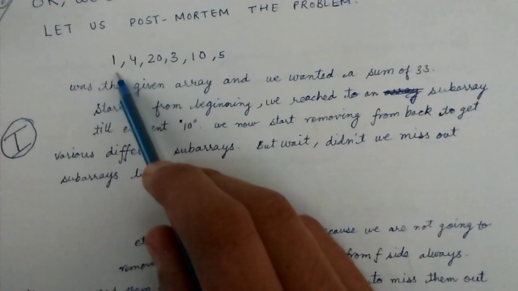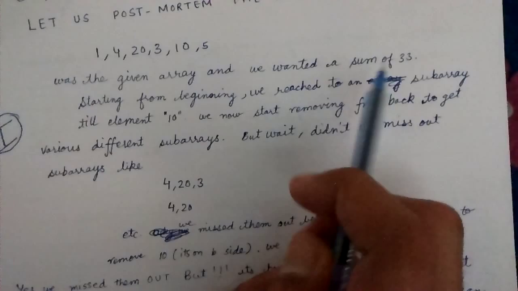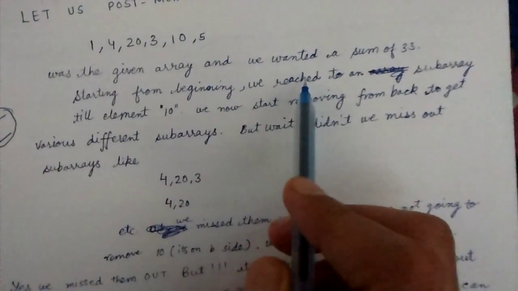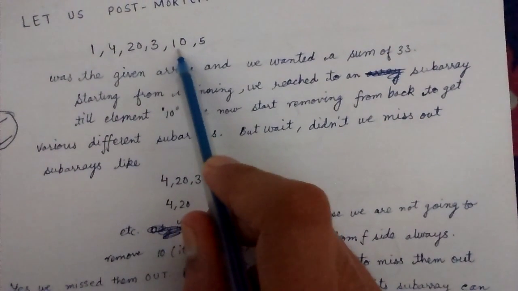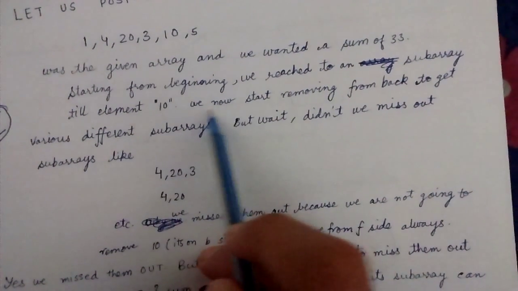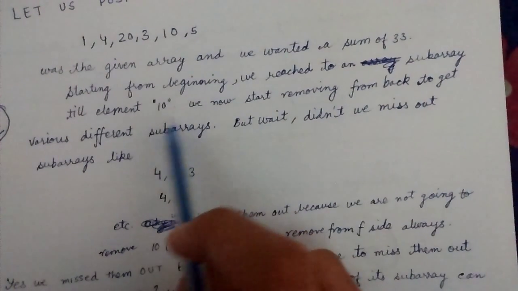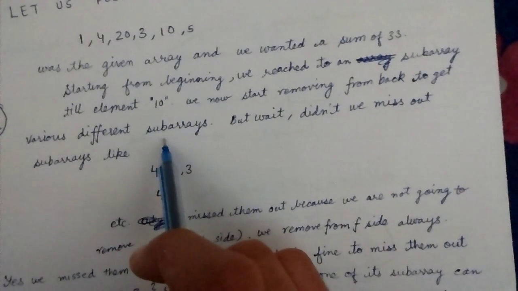So this is our given array: 1, 4, 23, 25. This was our given array and we wanted a sum of 33. Starting from the beginning, we reached a subarray till element 10, so our f reached till here. We now start removing from the back to get different subarrays.